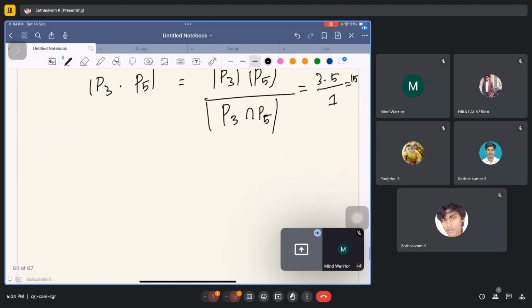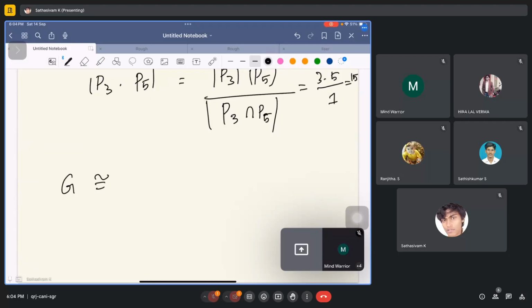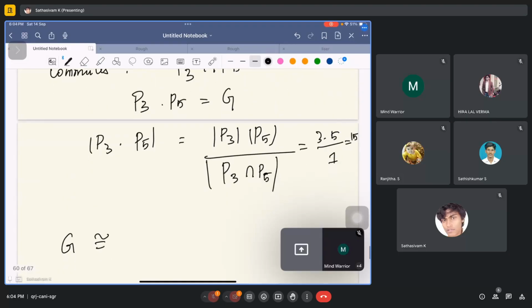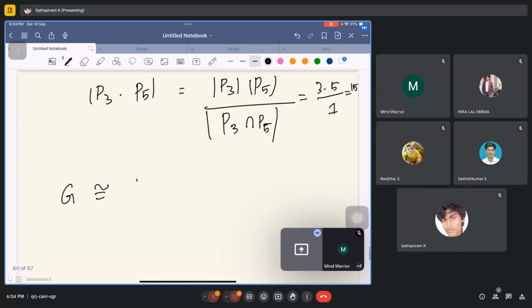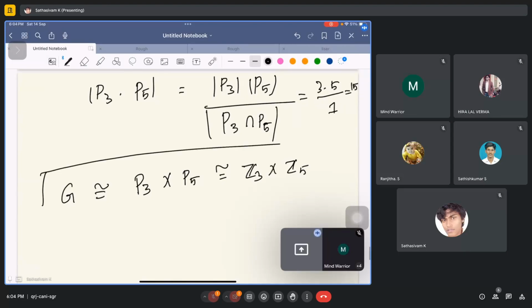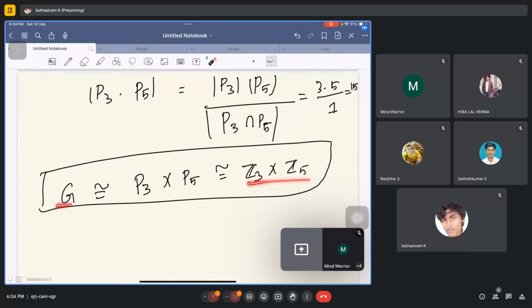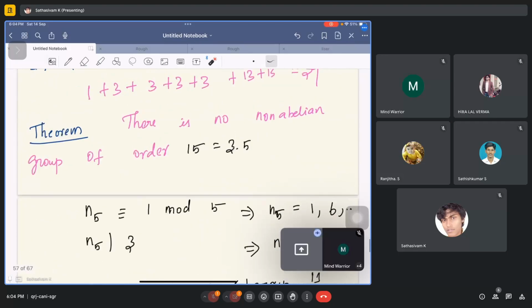So wait, I will tell. This tells you G is isomorphic to P3 cross P5, or this is isomorphic to Z3 cross Z5. Okay, so this is the statement it tells. Basically, what it tells is your group is actually abelian. If you have a group of order 15, then the group is actually abelian.